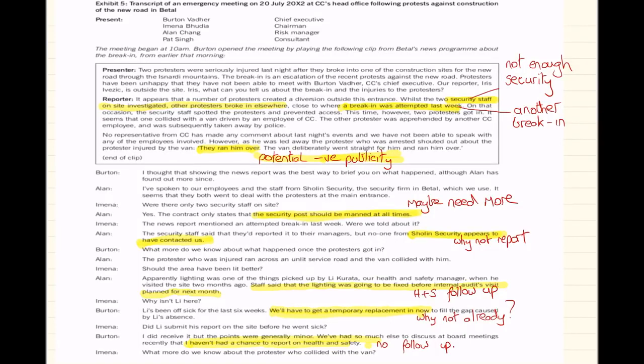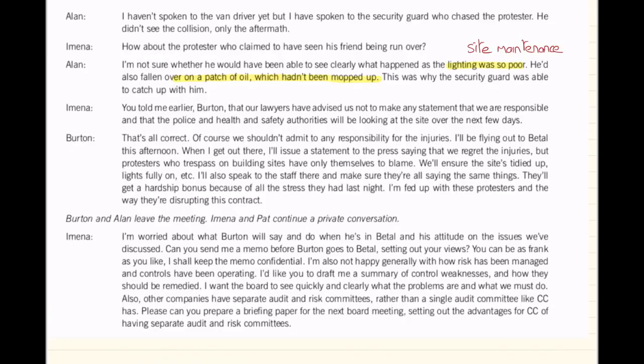We have the fact that there wasn't enough security, maybe we need more. There was no reporting of a break-in, why not? There was a problem with lighting, but this wasn't followed up by health and safety, why not? There was also no replacement for the health and safety person who was off sick, so why not? And there was a report, but there was no follow-up, why not? If we look on the next page of Exhibit 5, someone slipped over on oil. They got run over because the lighting was poor. Is this indicative of poor site maintenance?